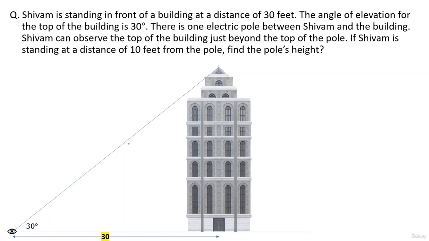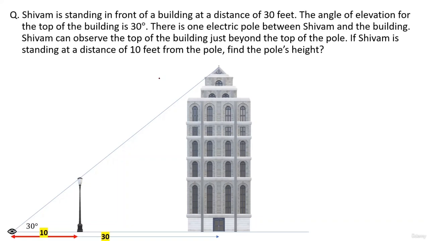Between the eye of the observer and the top of the building, there is a lamp post or an electric post, right? So the observer observes, or Shivam observes, that the top of the building is just beyond the top of the pole. That means the observer, the top of the pole, and the top of the building, all three are in a straight line, isn't it? That is what this particular information means. So now they're asking you to find the pole's height.